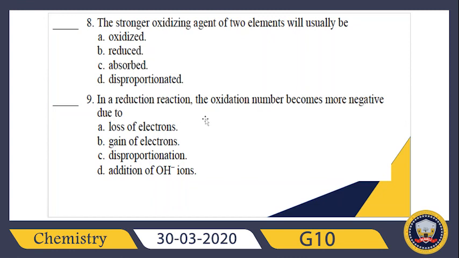Now, question number 9. In a reduction reaction, the oxidation number becomes more negative due to what? Loss of electrons, gain of electrons, disproportionation, or addition of OH- ions. What do you think here? The oxidation number becomes more negative. It is obvious. Come on, think. The answer is, because a reduction process happens, gaining of electrons. 9B. So these are more questions for chapter 19.